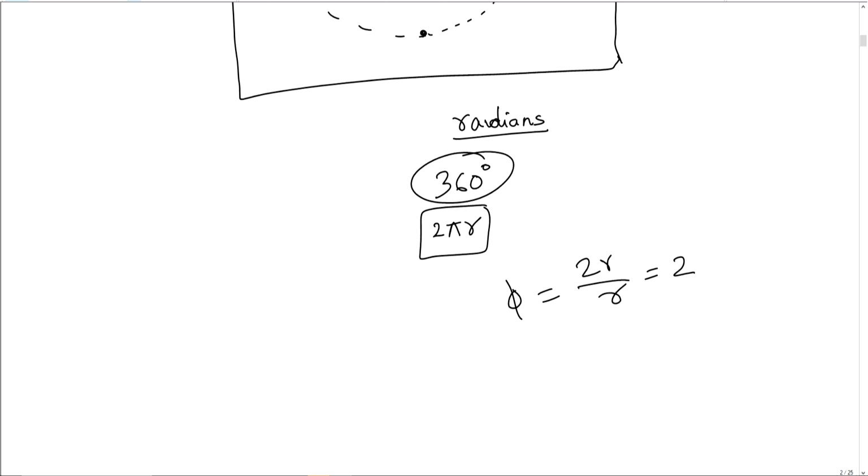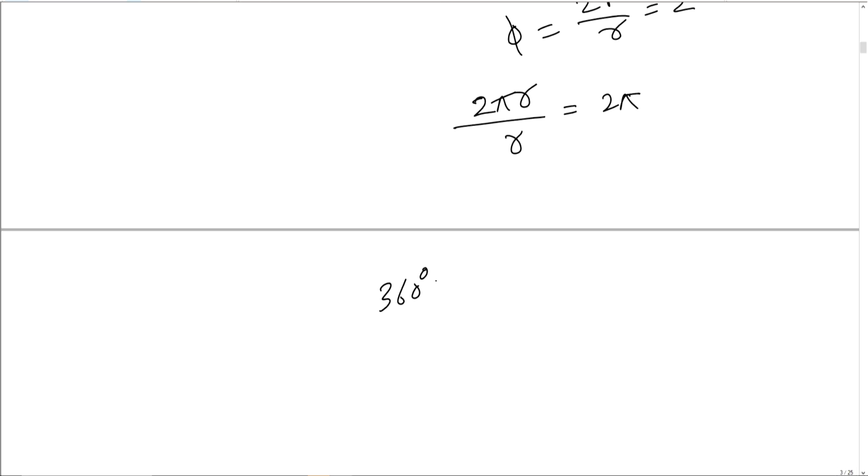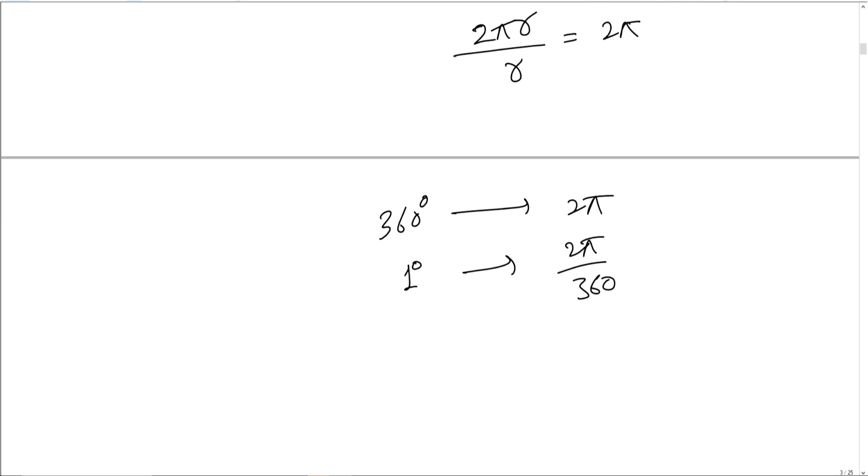So now this will give you an idea of how to convert degrees into radians. This angle in degrees is 360 degrees, but what is this angle in radians? In radians it is 2 pi r divided by r. This is the length of the arc and this is the radius of the circle, which is then 2 pi. So what it means is that 360 degrees is actually equal to 2 pi radians. So what would be 1 degree? 1 degree would be 2 pi by 360.